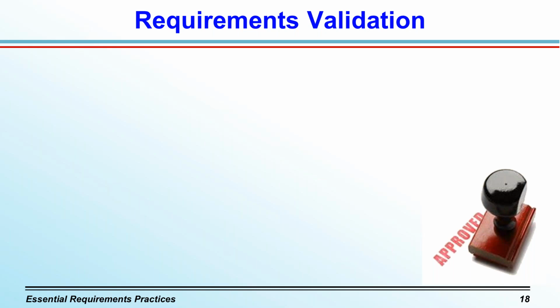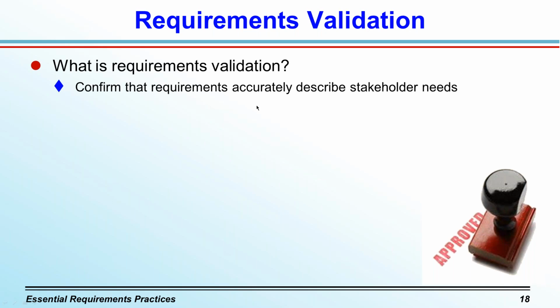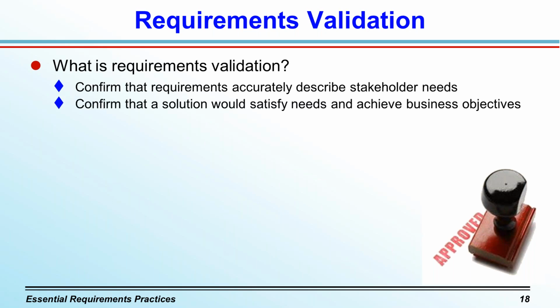You could have a set of beautifully written and modeled requirements that appear to be crystal clear, complete, and unambiguous, and yet they could still be wrong. So requirements validation activities strive to confirm that some set of requirements accurately describe stakeholder needs and to confirm that a solution based on those requirements would indeed satisfy those needs and achieve the intended business objectives.